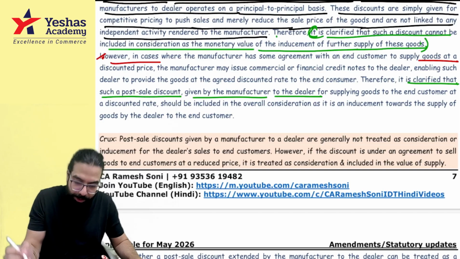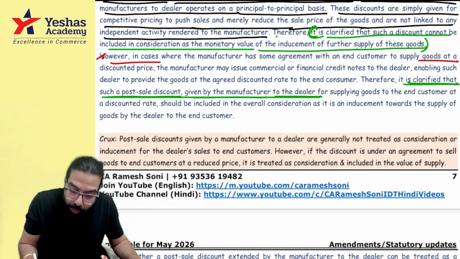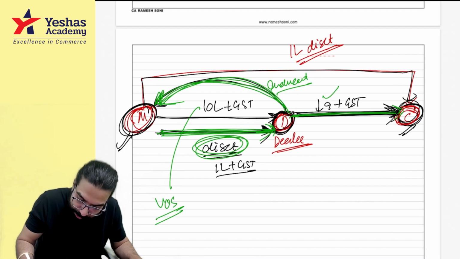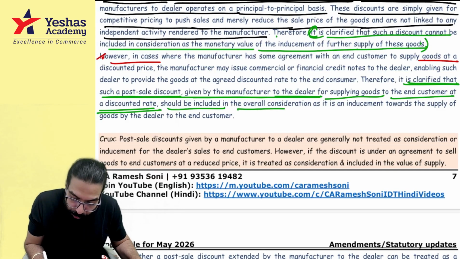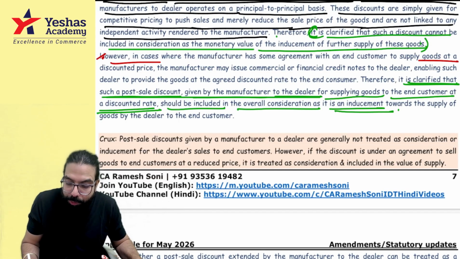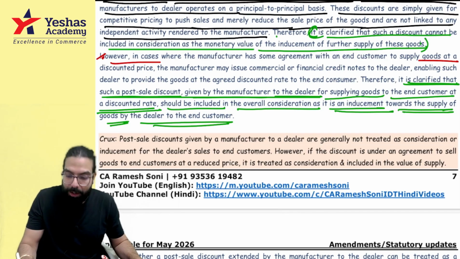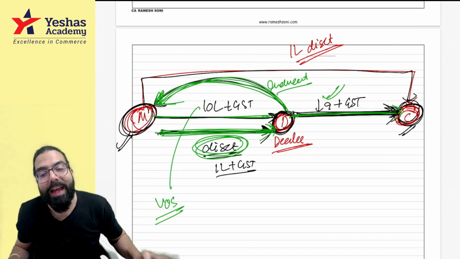This is very, very important. It says this clarified that such post-sale discount given by the manufacturer to the dealer for supplying of goods to the end customer at a discounted price, he is selling at 9 lakh rupees, should be included in the overall consideration as it is inducement towards the supply of goods by the dealer to the end customer, and hence they are telling here the value of supply will be 10 lakh rupees only.